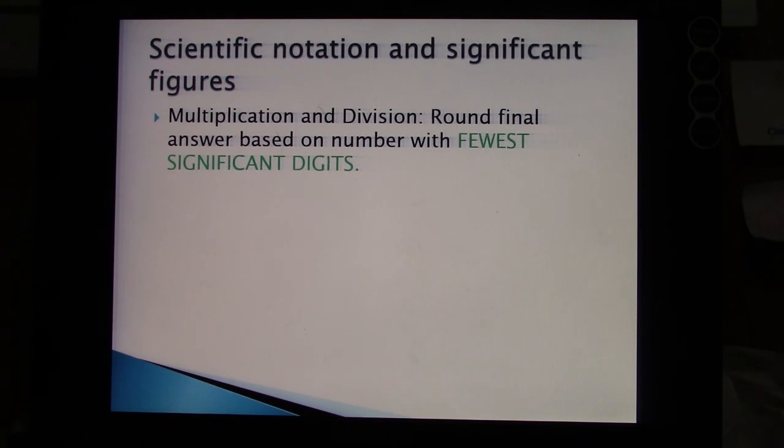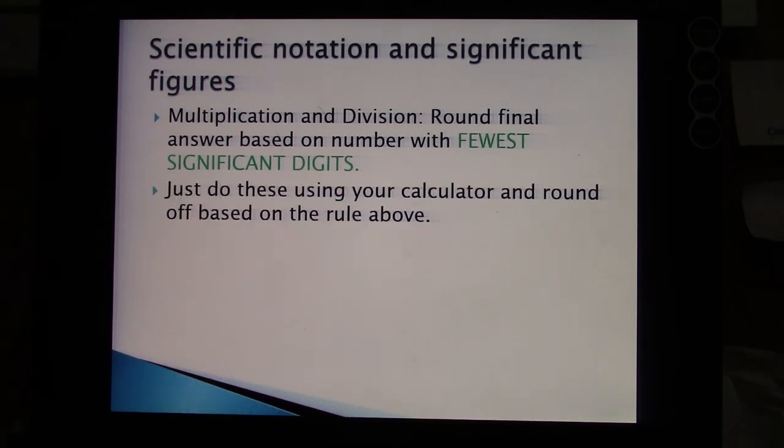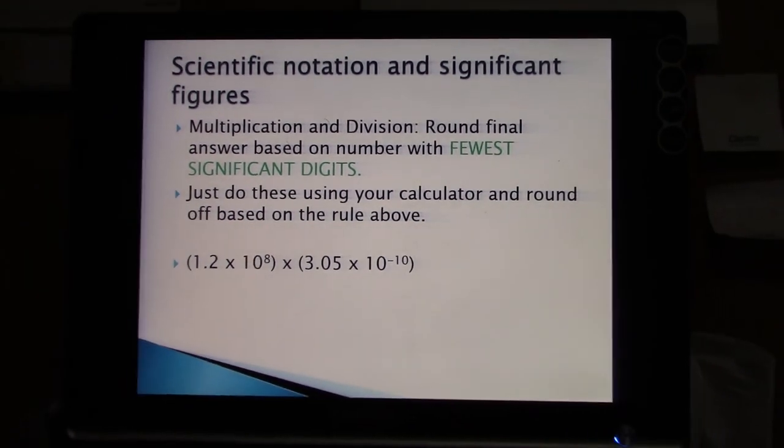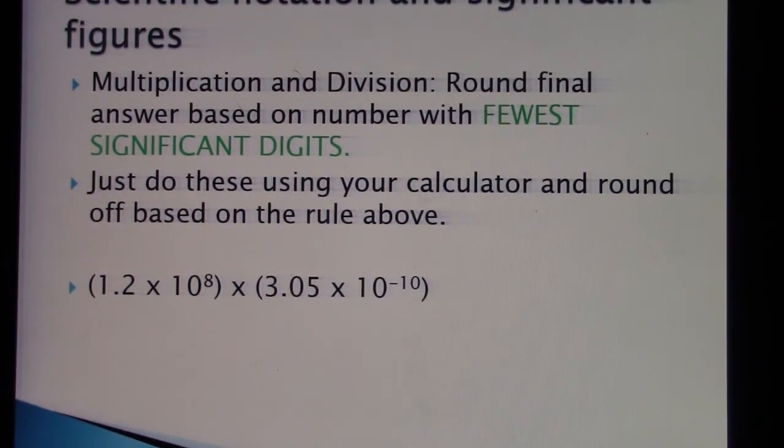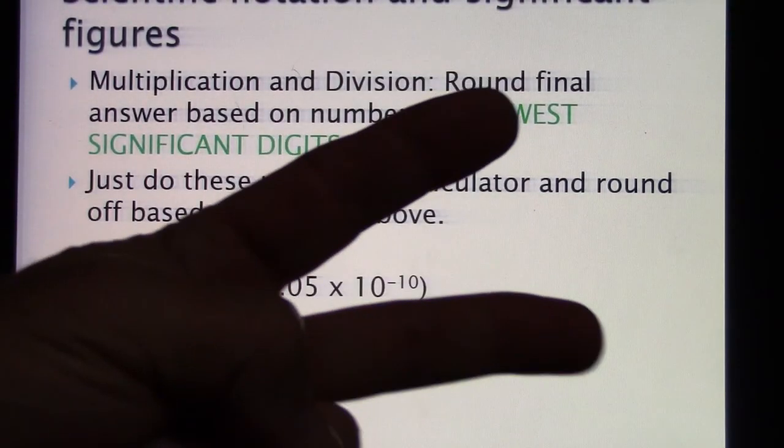Multiplication, division, round the final answer based on the fewest sig figs. So these are easy. Just type these in your calculator. There are certain rules that you can follow with the exponents, which you can look up in another video. Just enter these in your calculator and write the answers down. Look at the numbers: that has 2 sig figs and that has 3, so the final answer should have 2 sig figs.